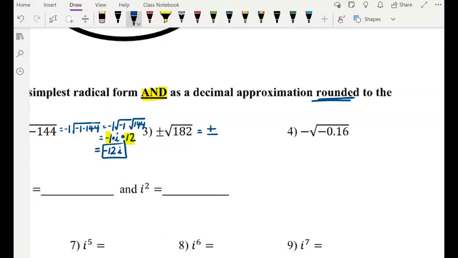So go back to our paper, plus or minus 13.49, and box that up. So we have 2 answers because of the plus or minus.